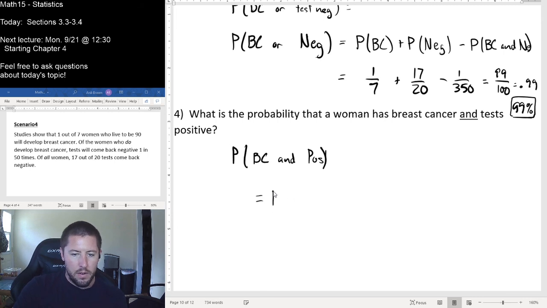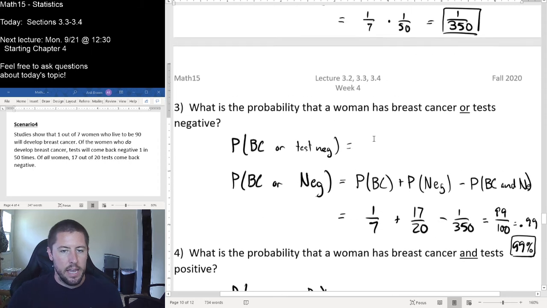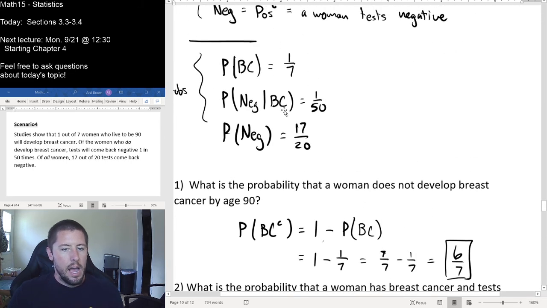So I know that I'm going to write this as the probability of breast cancer times the probability of a positive test given that we have breast cancer. So we're going to need to decide what this statement is going to be. I know the probability of breast cancer in general is going to be that 1 in 7. What I don't know is this probability of positive given breast cancer. If I scroll back up and look up here, I have a probability of negative given breast cancer.